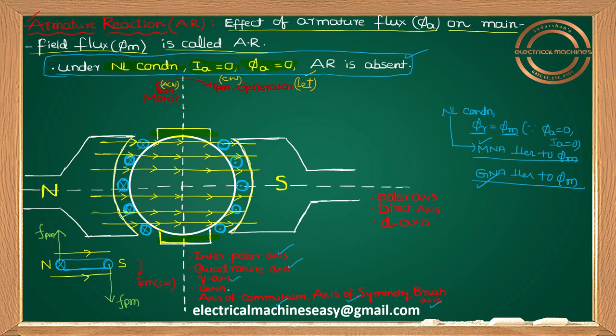And I had given a GNA also. GNA itself becomes your MNA only. GNA itself becomes MNA when? Under no load condition only, guys. Because under no load condition, your resultant flux is equal to main flux. So MNA will be perpendicular to pi r, nothing but MNA will be perpendicular to pi m. Already GNA is perpendicular to pi m. So GNA and MNA will be coinciding under no load condition.